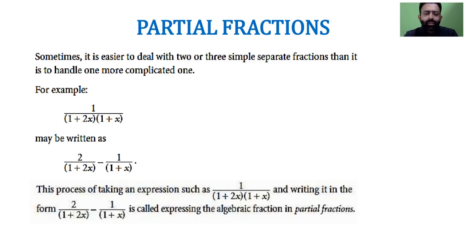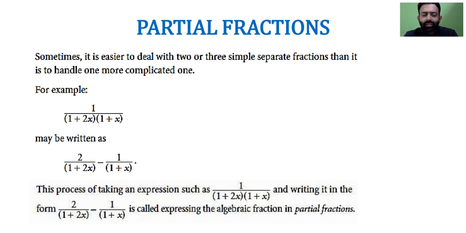So let us start. Sometimes it is easier to deal with two or three simple separate functions than to handle one more complicated one. For example, if it is 1 upon (1 plus 2x) into (1 plus x), there are two factors in multiplication, so it is difficult to deal with this kind of fraction. It is easier to write this fraction as two simple linear factors.